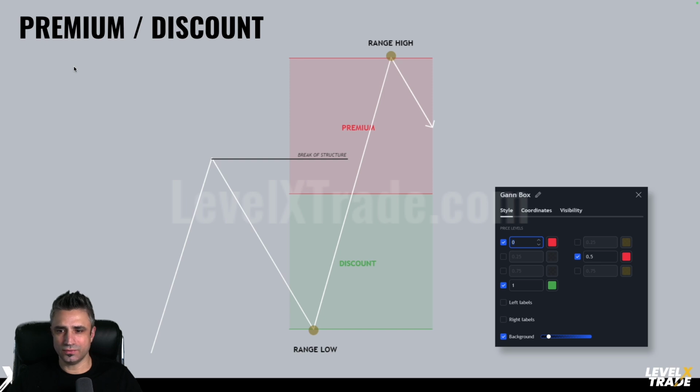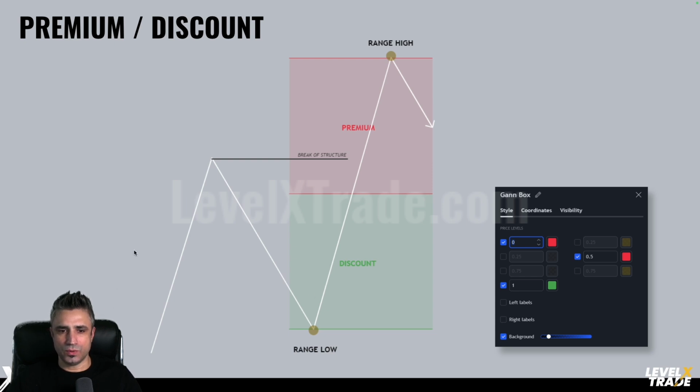First off, there's a tool you use in TradingView, the gun box, or you can also use the Fibonacci. I use both, and then you just set it for 0, 1, and half. The half point is what we call equilibrium.